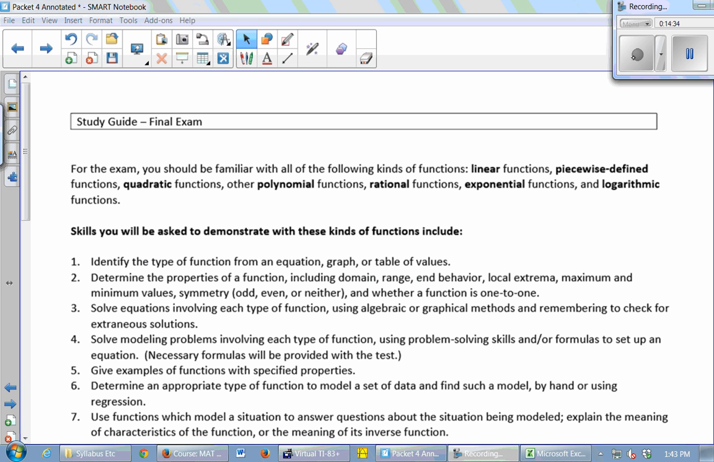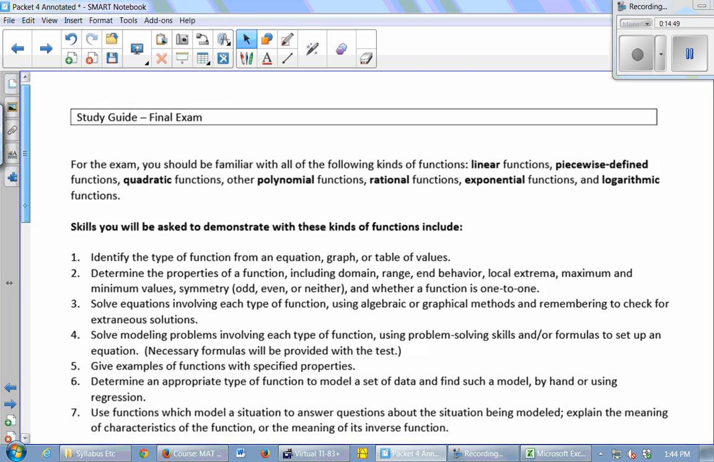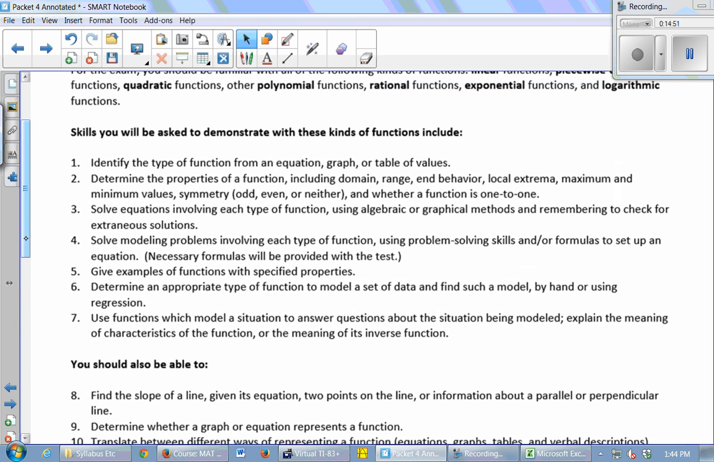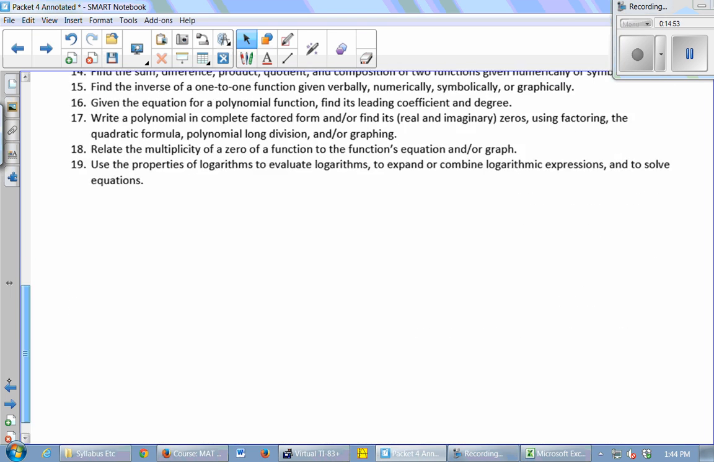Okay, so I just want to say a few things about the final exam so that you know what you can do over the weekend to prepare. You have a study guide at the end of packet 4. So as soon as you turn the page from today's lesson, it'll be the study guide. There's a whole list of things you should be able to do.